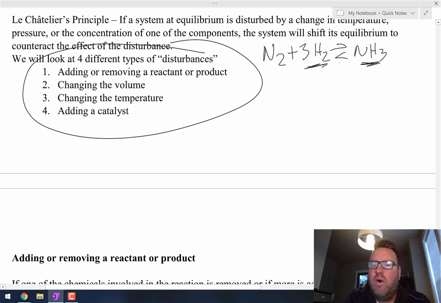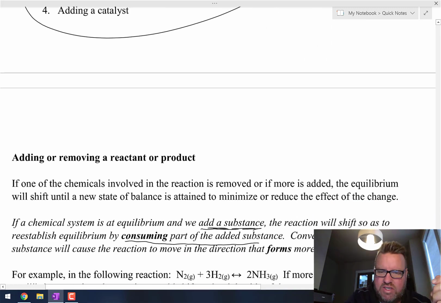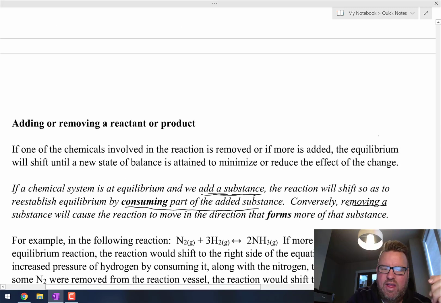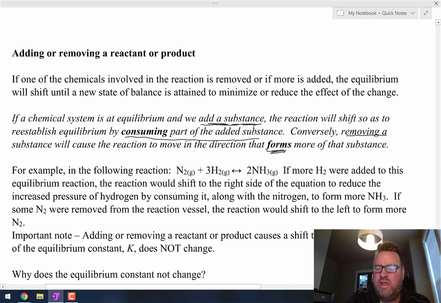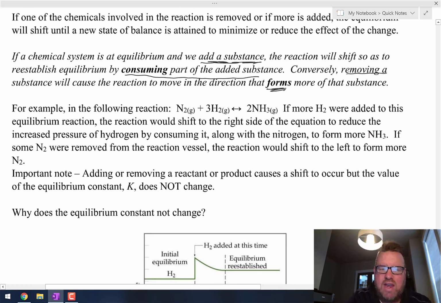Now what if you take something away? If I remove some NH3 from the container, the reaction is going to shift. That's what it says on here. Conversely, removing a substance will cause the reaction to move in the direction that forms more of that substance. So with N2 + 3H2 ⇌ 2NH3, if more N2 is added, it's going to shift to the right. If some N2 were removed, again, N2 is a reactant, so if you remove some of that, it's going to shift to the left.